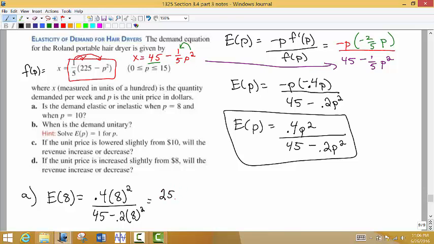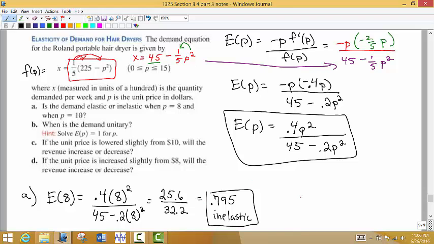I'm going to get a value for the top. I get 25.6. At the bottom, I get 32.2. And then I'm going to just throw that into my calculator again, and I get 0.795. So is this elastic or inelastic? The number is less than 1. So we would say that this is inelastic.